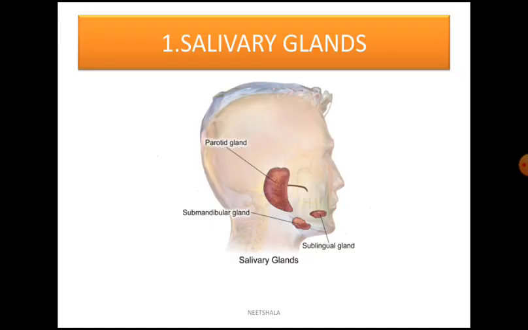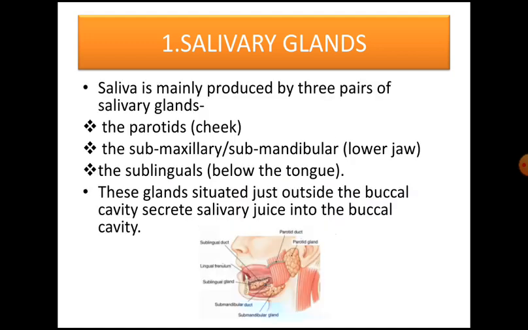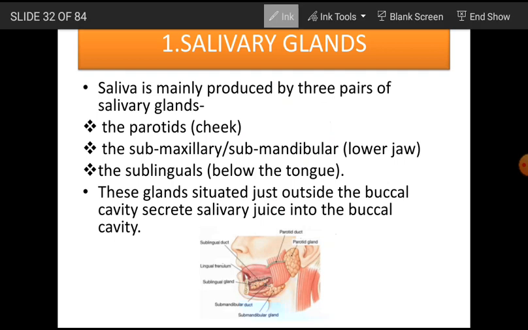Starting with the first one, which is the salivary gland. So this completely explains the location of the various glands. Let us read the text first and then we will come back to this diagram to understand this better. As you know, salivary glands produce saliva, and this saliva is produced by three pairs of salivary glands.